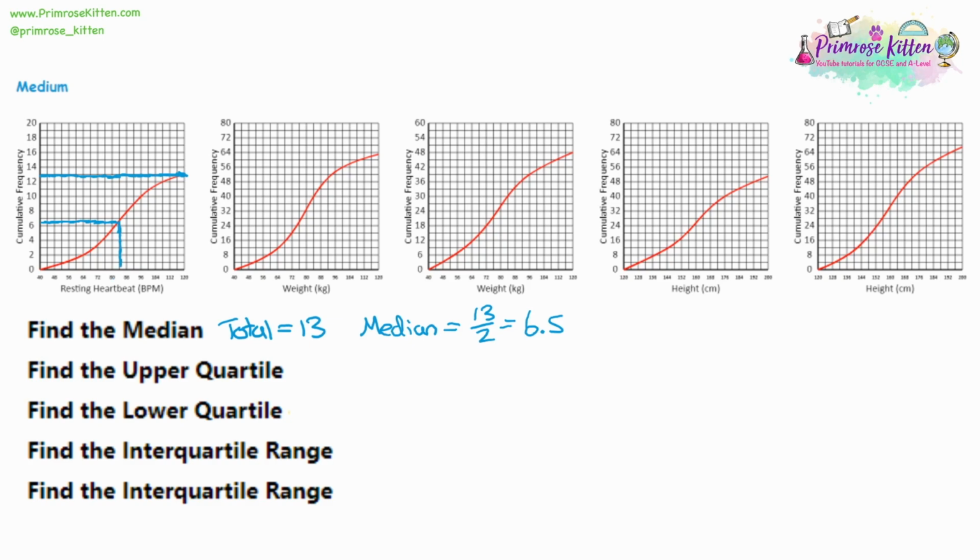So if the median is the 6.5th person, then the actual value of that is going to be 84 beats per minute. Now, there are more things to discover. So, for example, the upper quartile.